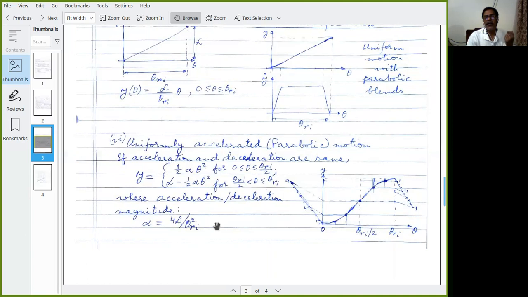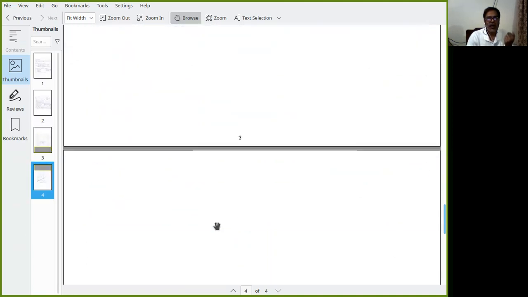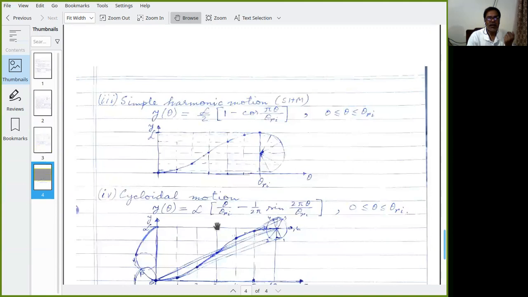There are other possible motions also, and one is simple harmonic motion. And for that, the expression is something like this, and here theta is running from 0 to theta rise. So just put the values and see what you get.